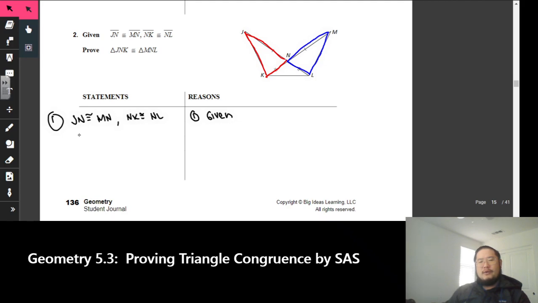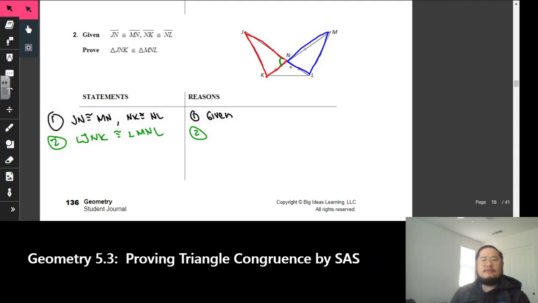We have two sides that are congruent. Now, if I'm going to prove using side angle side, hopefully I look at these two sides, and this angle N right here would be the included angle. Or we can't just say N because angle N could be many things. Be more specific, angle JNK. Well, it looks to me that angle JNK is congruent to angle MNL. So that's what I'm going to go ahead and put for number 2. Angle JNK is congruent to angle MNL.